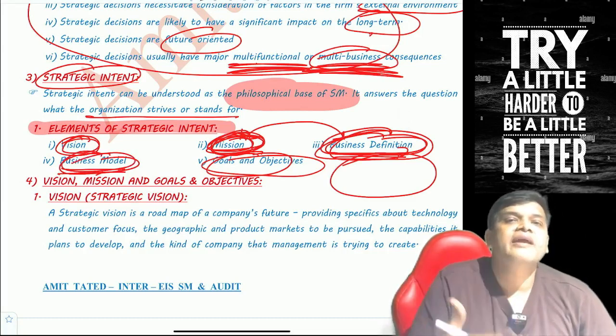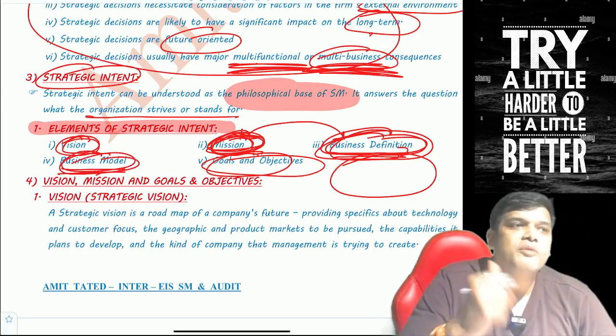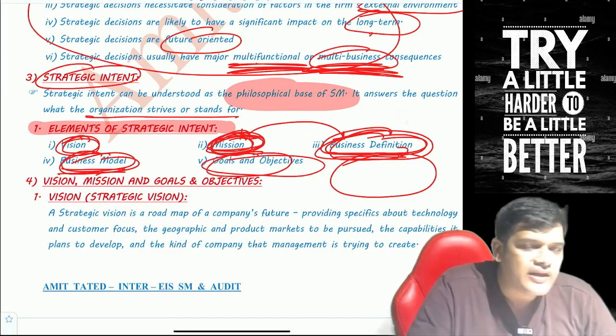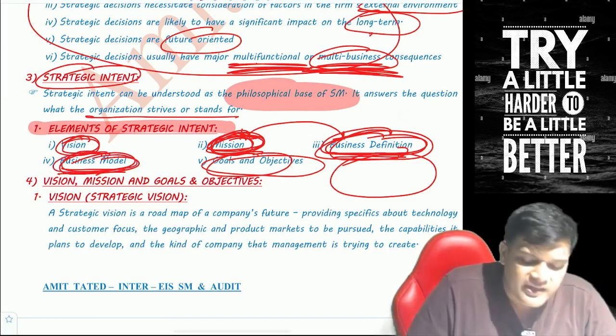On what basis do I take a decision? For example, what my competitor does, and accordingly what I decide. That is nothing but a business model. Everybody clear?